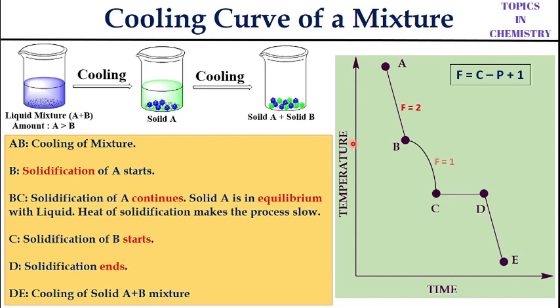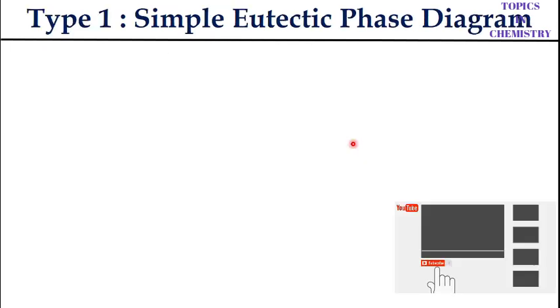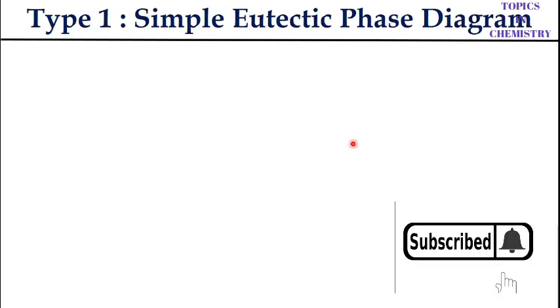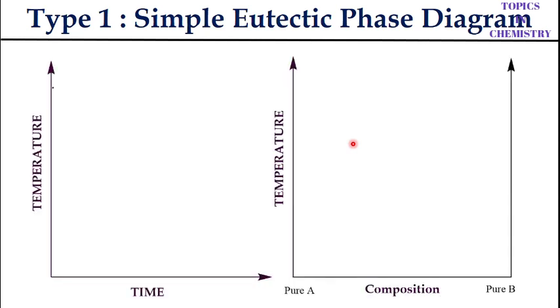Now you have to know what the simple eutectic phase diagram is. Before that, I have told you in the last two slides about the temperature versus time plot. Now you have to convert it into a temperature versus composition diagram.